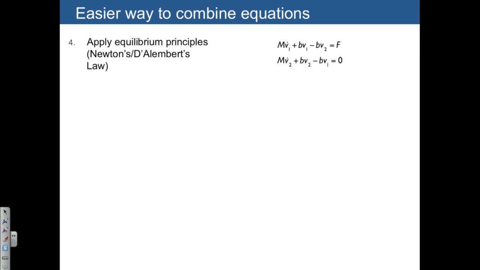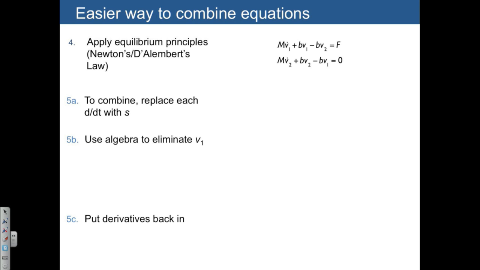There is, however, another way to carry out this operation of eliminating V1, and that's by using a trick where we convert this into an algebraic system of equations. So the idea is we're going to, again, take each derivative and replace it with S, just like we did for the characteristic equation. So what I mean by that is we would rewrite our first equation as MSV1 plus BV1 minus BV2 is equal to F, where we've replaced that first derivative of V1 with SV1.